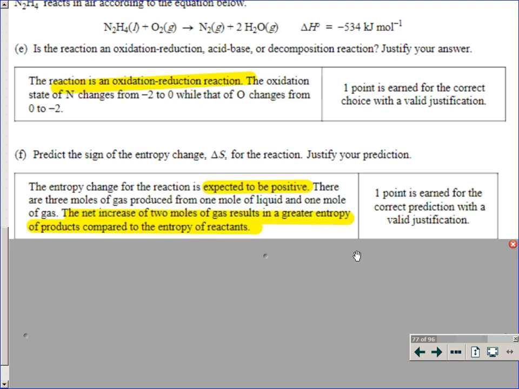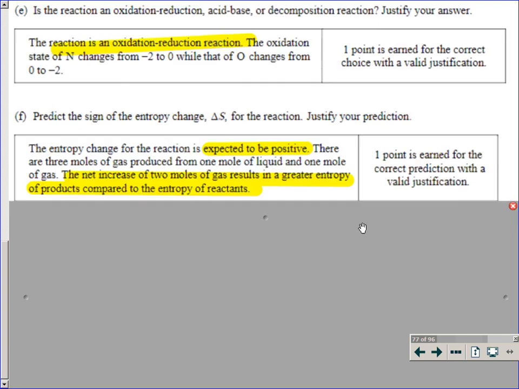Entropy change, we went from liquid and 1 gas to 3 moles of gas. So if you have different states of matter in your reaction, that's usually what you go with in terms of looking for entropy changes. What's that, Drew? 3 moles of gas, thank you. So with that, you have a positive delta S because it's increasing in entropy, and there's a net increase of 2 moles of gas because of that change from 1 mole of gas to 3 moles of gas. And then that's going to show us the overall justification.